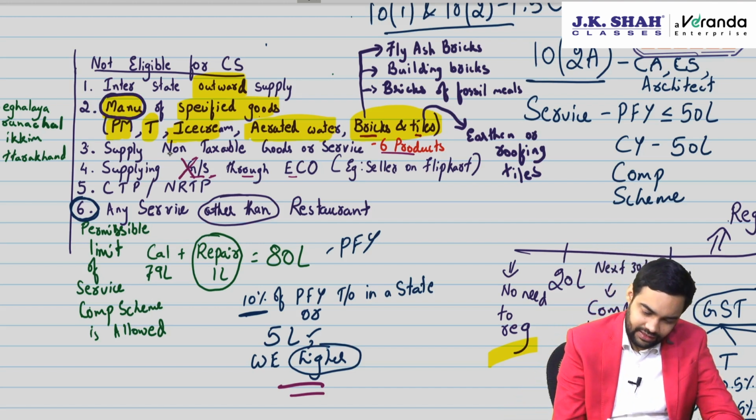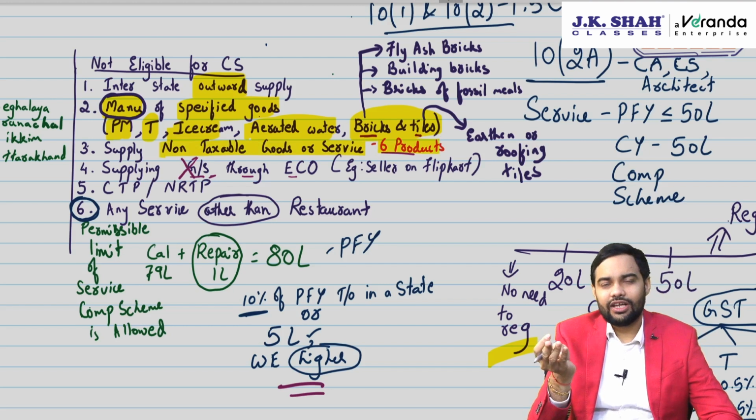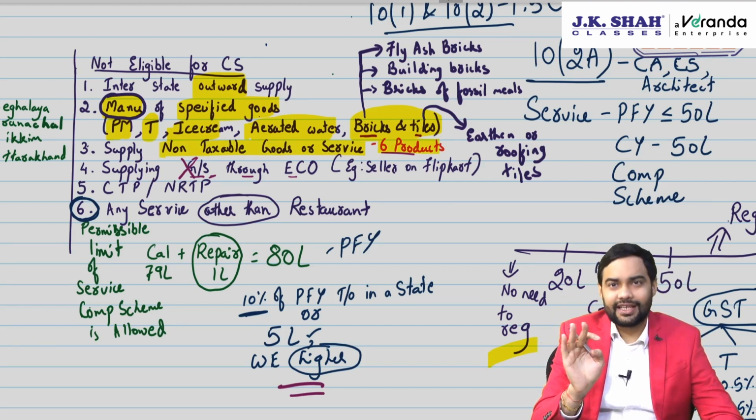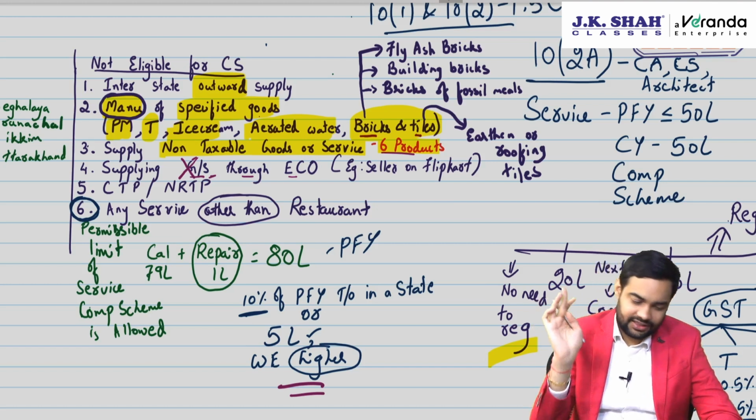Then supply of non-taxable goods or services. Non-taxable goods or services are the 6 products: alcoholic liquor for human consumption and 5 petroleum products. So if you are supplying those, not manufacturing, here the word supply is used. If you are supplying these, then you will not get the composition scheme.